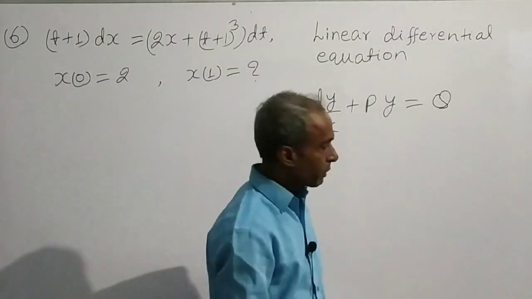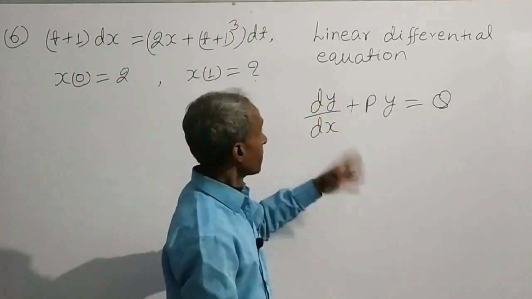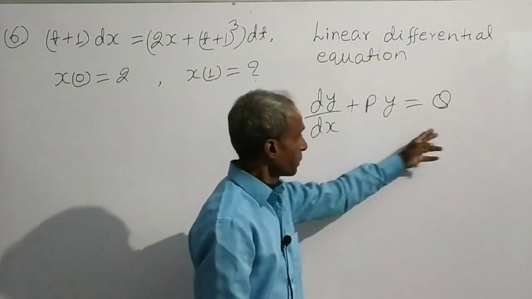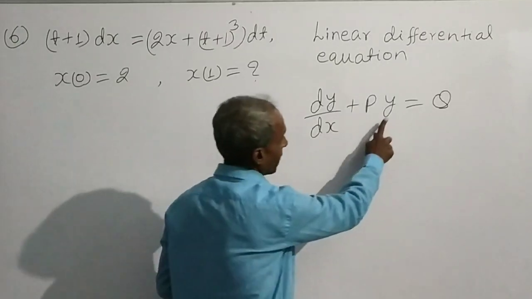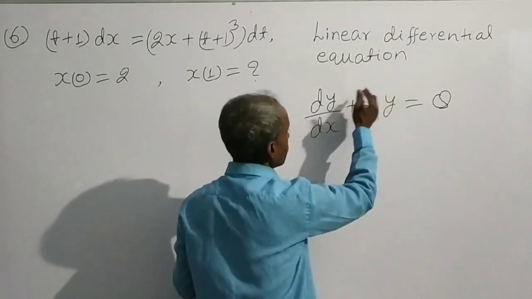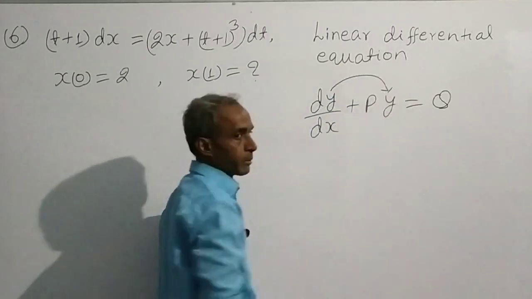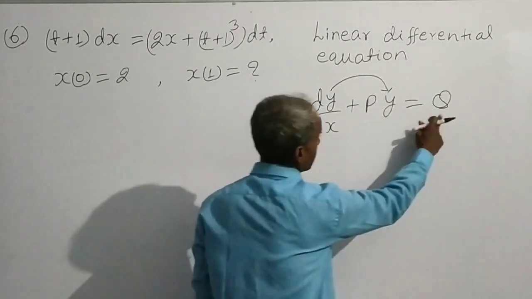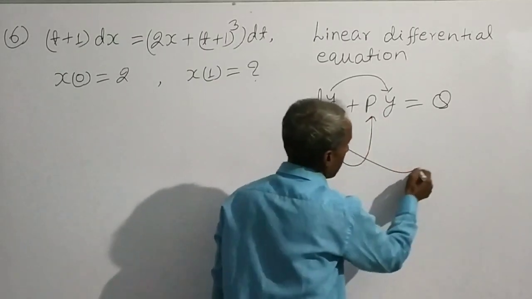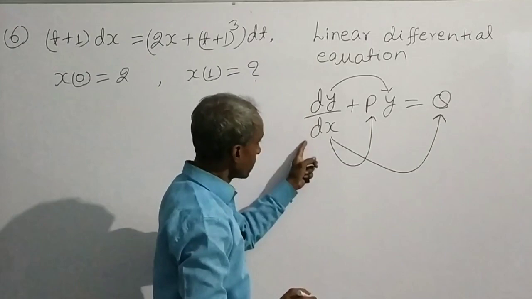The differential equation that can be written in this form is a linear differential equation. In this form, y is the variable that appears in the numerator of this derivative. P and Q are functions of x, that means functions of the variable appearing in the denominator in this derivative.